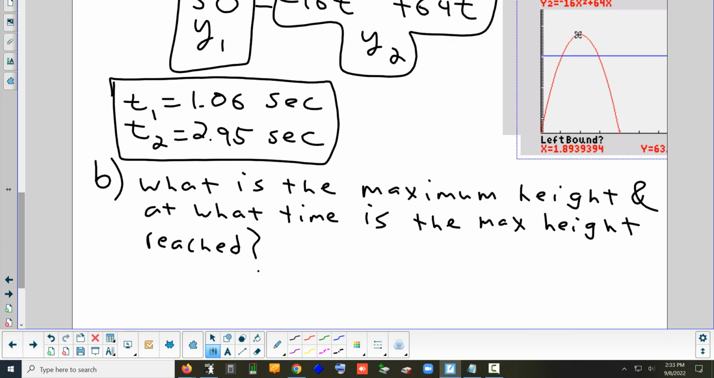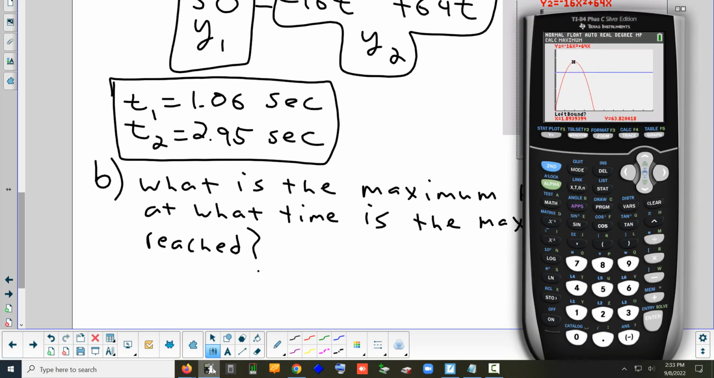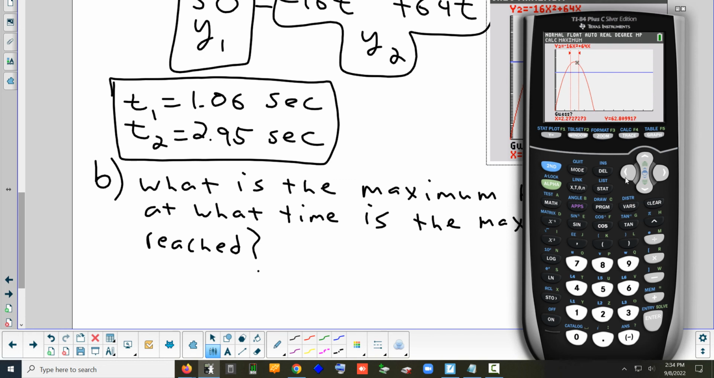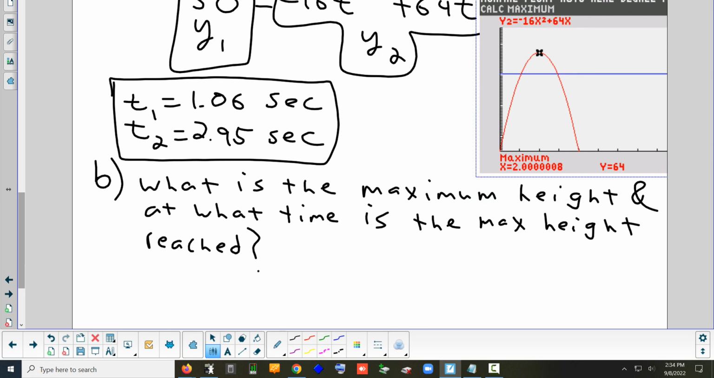The first thing it'll ask you is pick somewhere to the left of where you think the maximum is. Then pick somewhere to the right. What you've done is you've given the calculator 2 marks and said, hey, there's a maximum in between here. That's where I want you to look. Because there's only one maximum between those 2 lines, the guess doesn't really matter. You can basically just hit enter. You can move it if you want. But that is what I got.